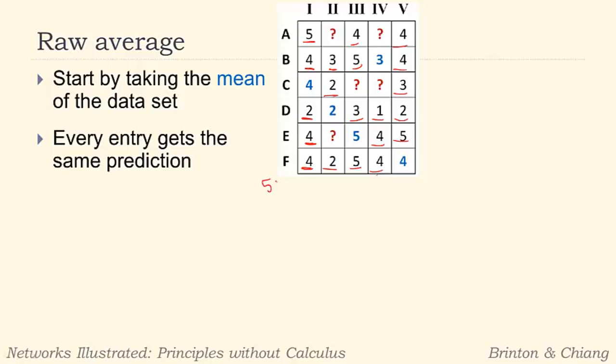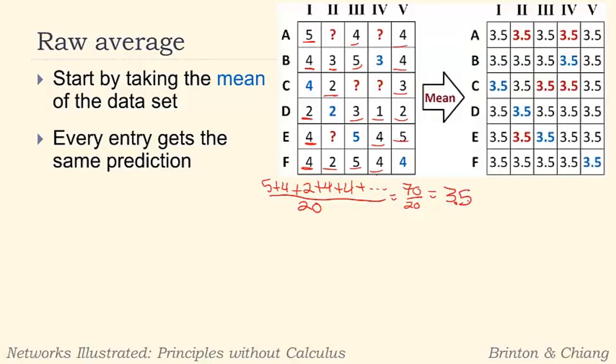So we add 5 and 4 and 2 and 4 and 4, and we keep adding those up, and then we divide by the total number, which is 20, and we get 70 over 20 if you add that up, which is 3.5. And so what that really means is that the mean or raw average prediction here is that everyone would rate the movies a 3.5 star, right? So all these values get 3.5. The unknown ratings, we say, okay, those will be 3.5s. The test set data, we say those will be 3.5s, and so on.